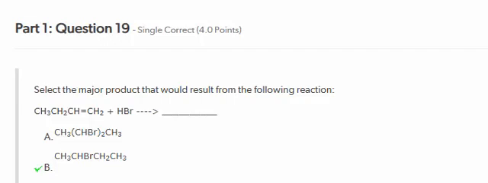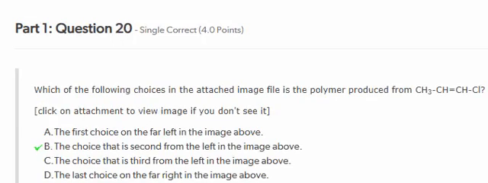Number 19, we're going to look at the major product resulting from this reaction here. This reaction is a Markovnikov addition product. Remember, the Markovnikov addition product means the bromine is going to go to the most substituted side. Markovnikov is when the H's want to play together. So the H's go where there are more H's. And that's why you form this 2-bromobutane product.